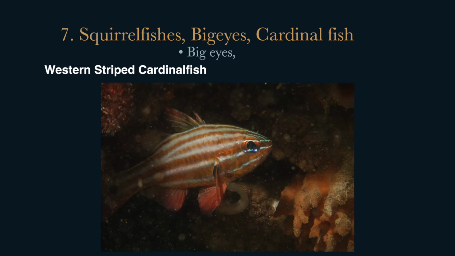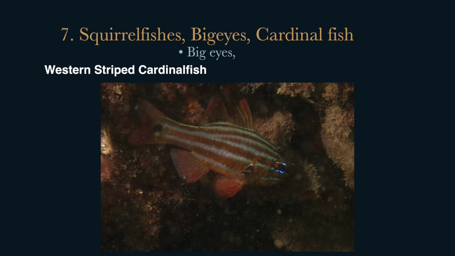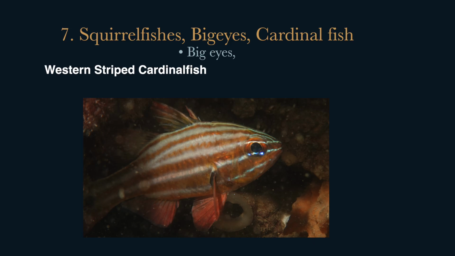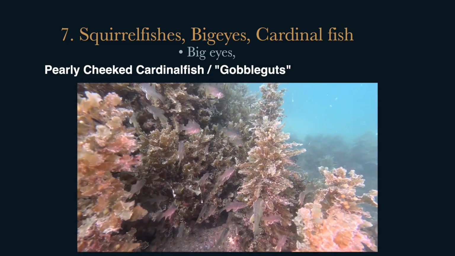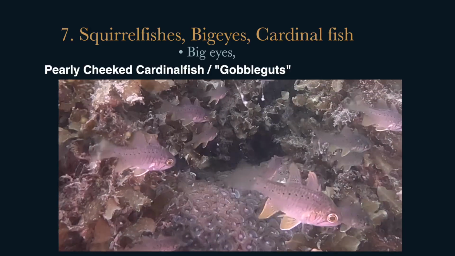Western striped cardinal fish are often found in small crevices and ledges on rocky reefs in the temperate and subtropical zones. They can grow to 8 centimeters, they form mated pairs, and the males will nurture the eggs in their mouth as mouth brooders. Gobbleguts are found in the subtropical zone, and they grow to a maximum of 12 centimeters and also are mouth brooders.